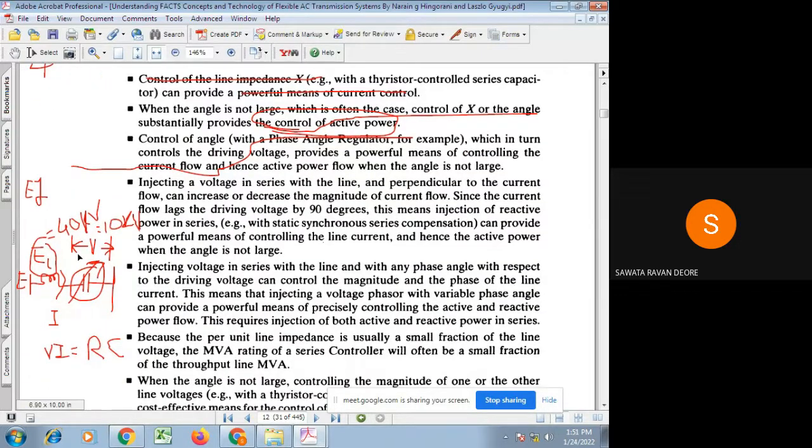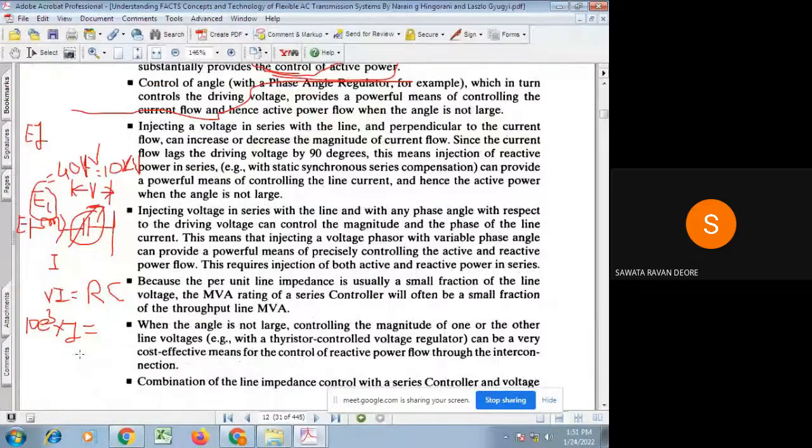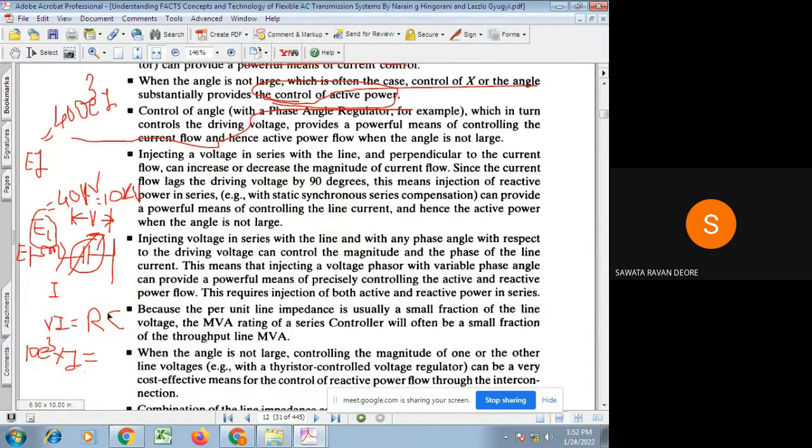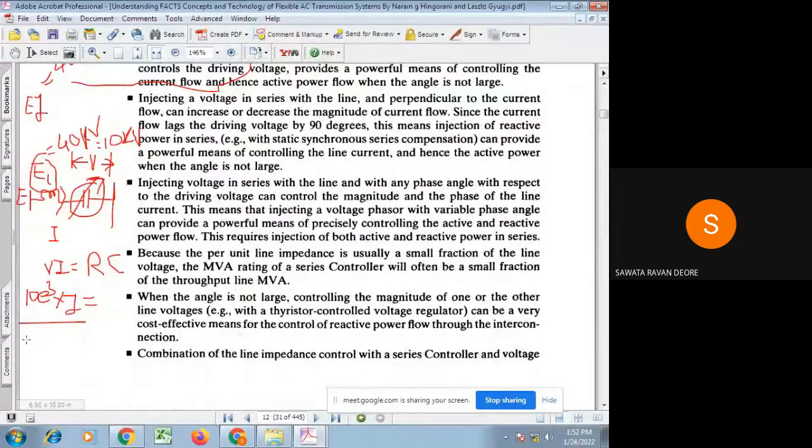So the VR is 10 kV, that is 10 into 10 to the power 3, that is 10 kV into whatever will be the I, that is the rating of your compensator. Whereas the rating of the line is what? 400 kV, 10 to the power 3 into I. So if we talk about the rating of this compensator in terms of the overall rating of the system, how much will it be?